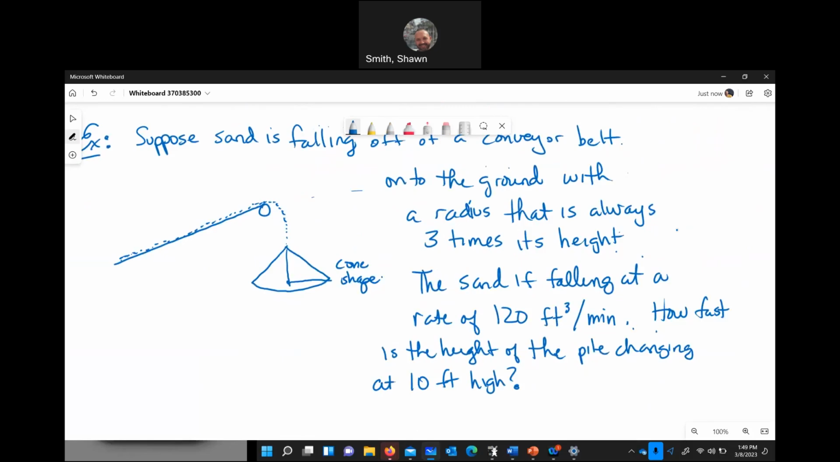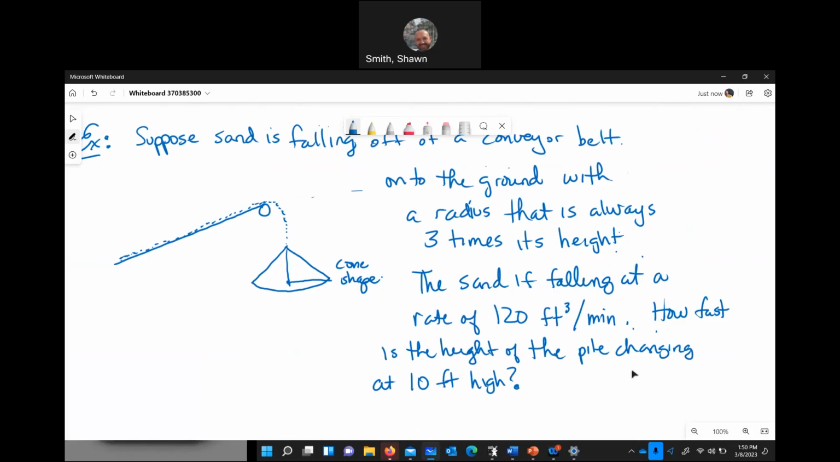Now, think about it. Similar to that balloon problem, the higher the pile, the more sand that's being dispersed, the height of the pile probably won't be changing much, because all of that is now covering a lot more surface area, right? So if I do it at 10 feet and then at 50 feet, I would assume the rate of change of the height is going to be a lot less than the rate of change at 10 feet.